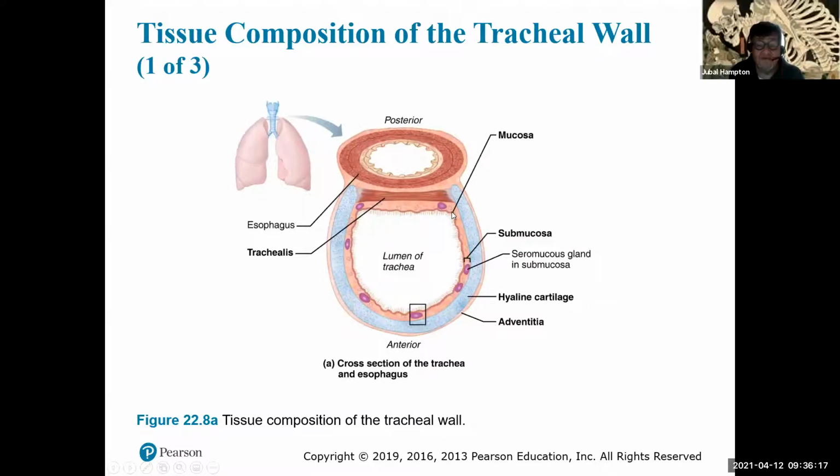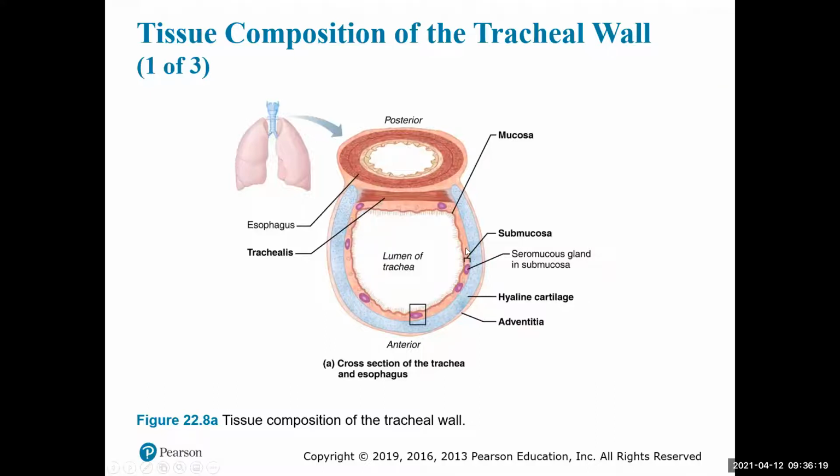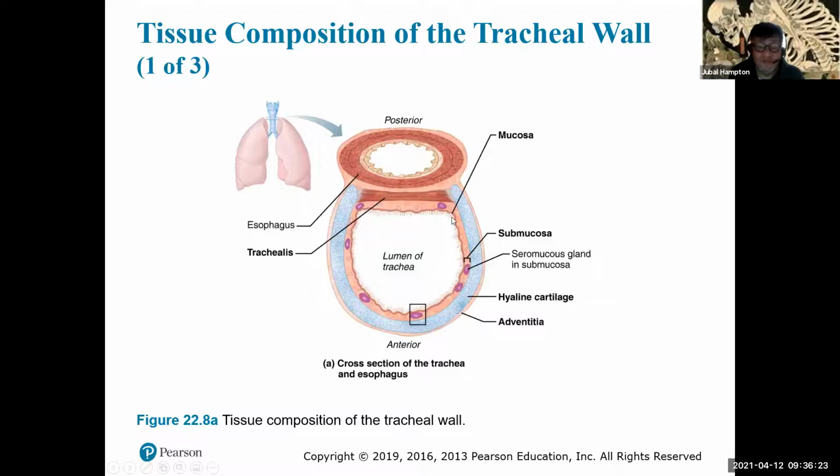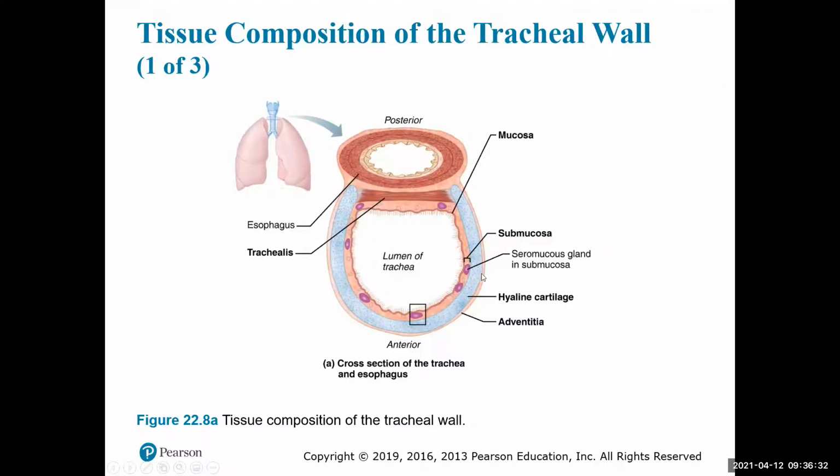Here are our three layers, the mucosa, submucosa, this tan layer here. Note the little cilia to indicate the presence of the pseudostratified ciliated columnar epithelium here. And then superficially, we have the adventitia.